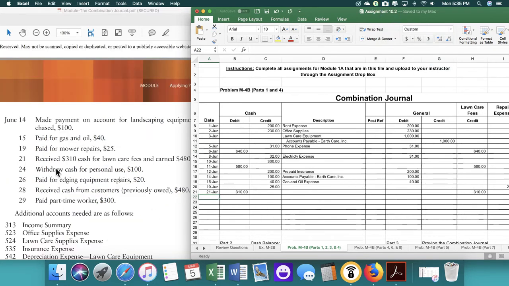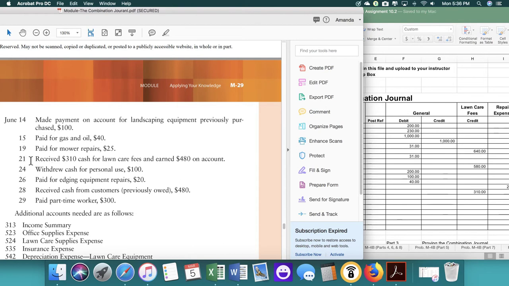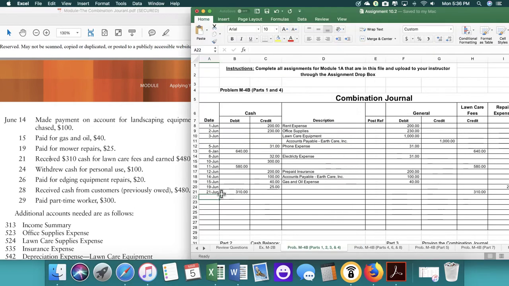Okay, I'm almost done. There is one tricky question. On the 14th, it says we received $310 in cash for lawn care fees and earned $480 on account. Right now, the only thing we are going to record is the amount we actually received in cash. So that is something you need to be aware of when you do this.